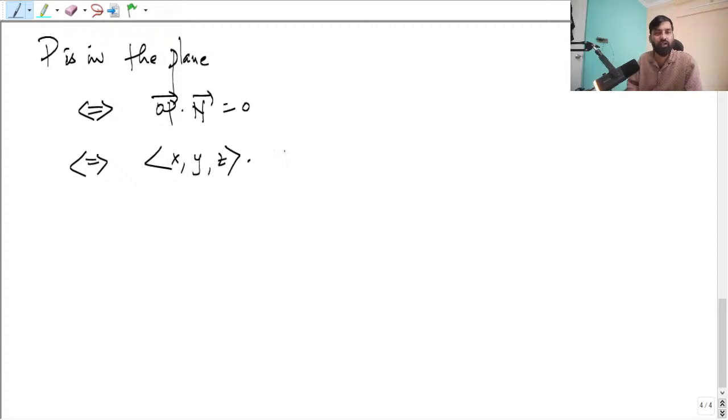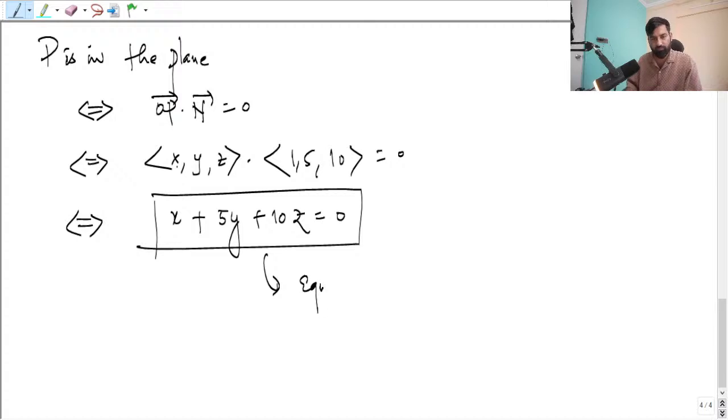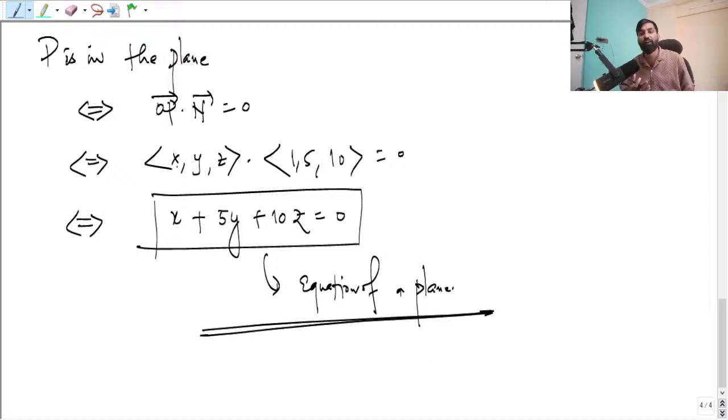These are the components, and for the dot product, if you want to find the dot product, you need just the components. So you don't have to worry about directions. Just focus on components. n is 1, 5, 10, right? To take the dot product, you just go for component-wise multiplication. So x into 1, so it is x plus 5y plus 10z equal to 0. And this is nothing but the equation of a plane. So this is how we find the equation of a plane if we have been given a normal vector.